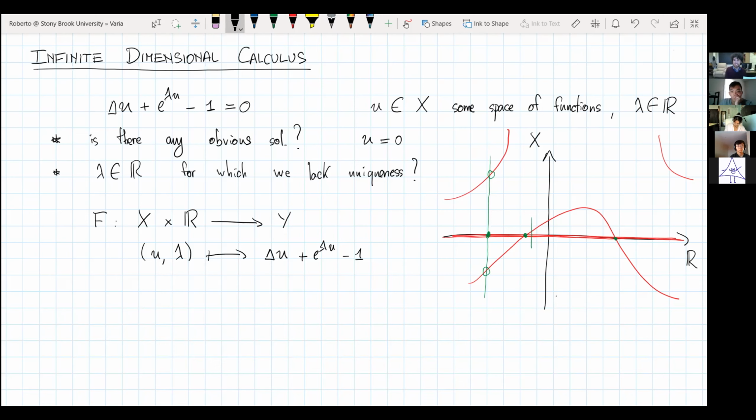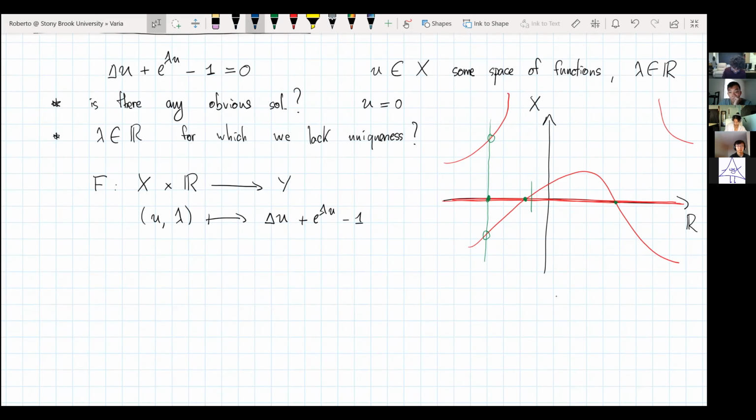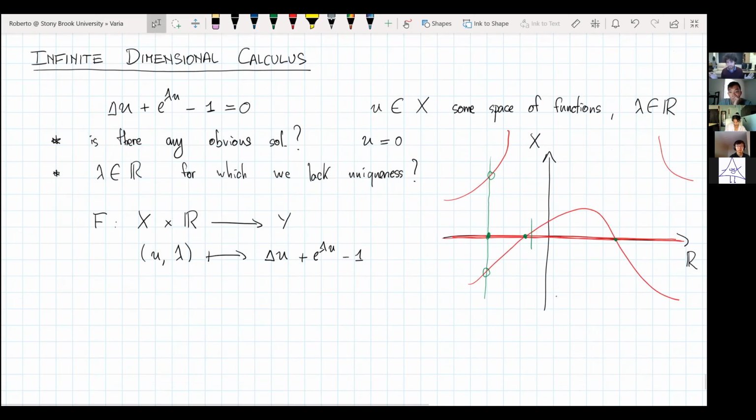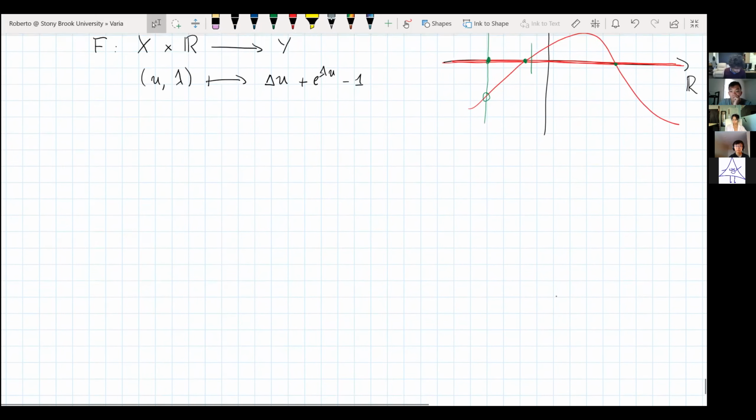Okay, so this is the introduction, and then I go to the starting point, the original idea of the starting point of this talk. So, any question up to now? Is it clear what I want to do? Okay.